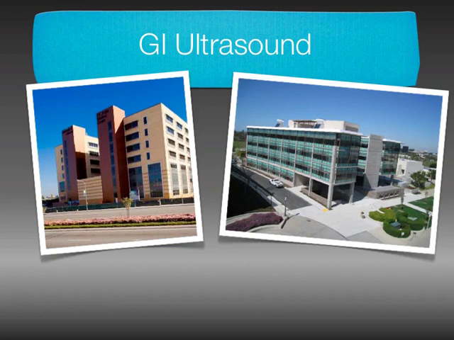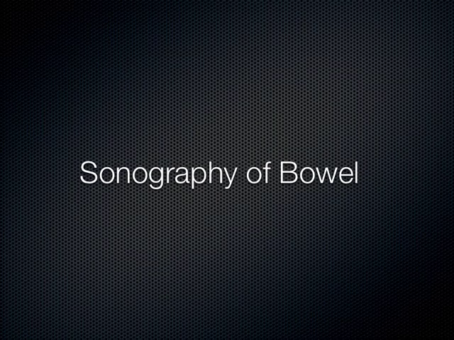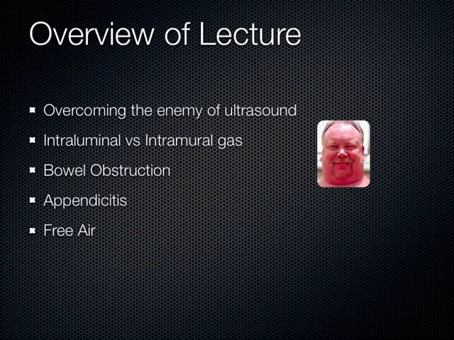So we're going to talk now about the ultrasound of the bowel and then move into the gallbladder. And normally when you talk about ultrasound of the bowel, people go, what? You know, there's air in the bowel. Air is the enemy of ultrasound. You can't use ultrasound for the bowel. But actually there's a lot of things you can see with ultrasound of the intestines. And so we're going to be talking about some of that stuff right now. But first of all, what you need to learn is how to overcome the enemy of ultrasound, which is the bowel gas.